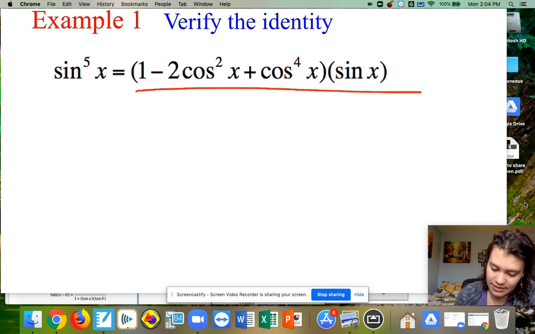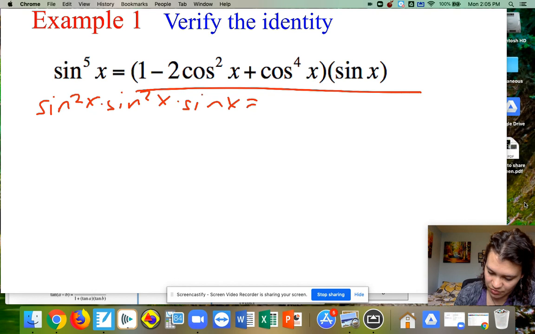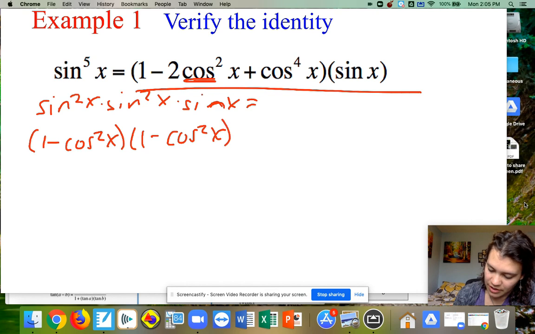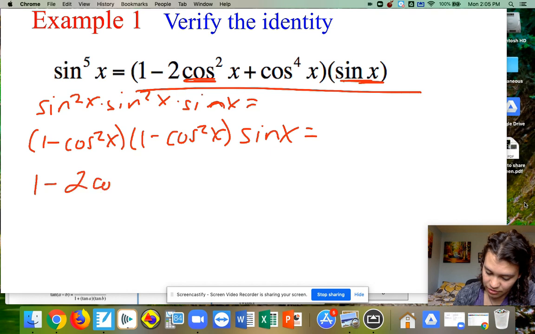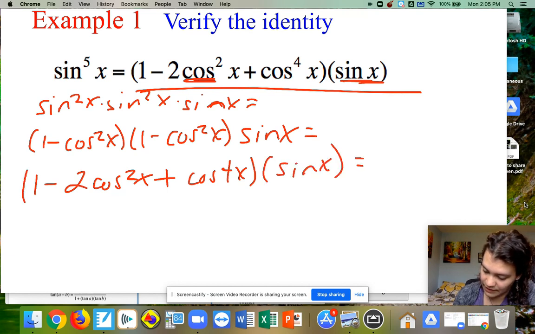So I'm going to break this sine into sine squared, and sine, just because you can replace sine squareds with cosine squareds and stuff, and we want to get some cosines in here. So we're going to get 1 minus cosine squared times 1 minus cosine squared, and then we still have that 1 sine at the end, which we want eventually. And then we're just going to FOIL this out, and you get 1 minus 2 cosine squared plus cosine to the fourth, and then times sine of x. And that's what you wanted.